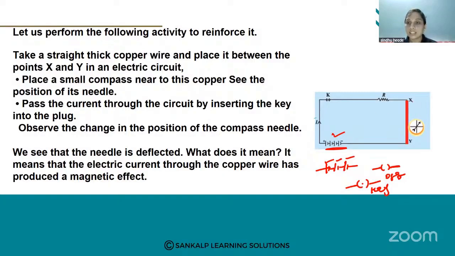See, these are the X and Y two terminals, and this red line indicates the conductor. See, it's very, very important in this circuit. This red line indicates the conductor. This is the two ends of the conductor, X and Y.